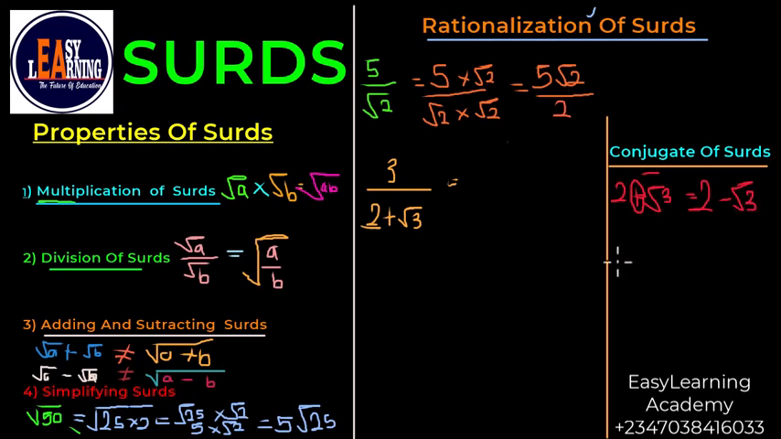Okay, what if we have something like 5 minus root 2? If we had this, what will be the conjugate this time around? This is a compound surd, right? What will be the conjugate of this surd? Simple. It's going to be us rewriting this compound surd, but with the opposite of this sign. The opposite of this sign now will be plus. So that will be 5 plus square root of 2.